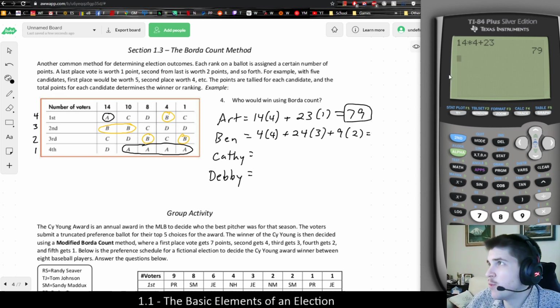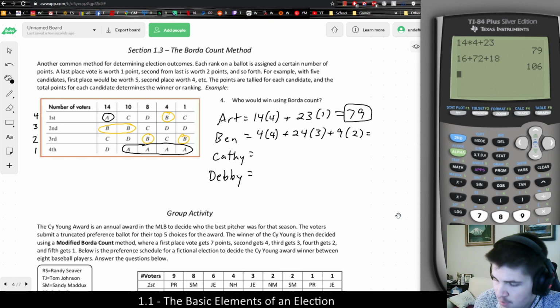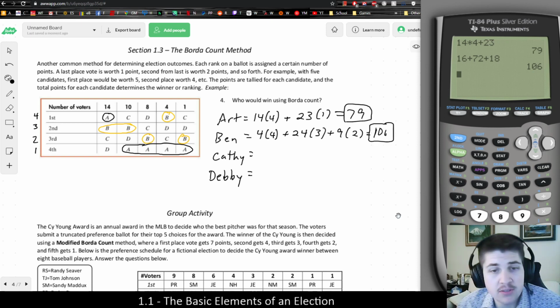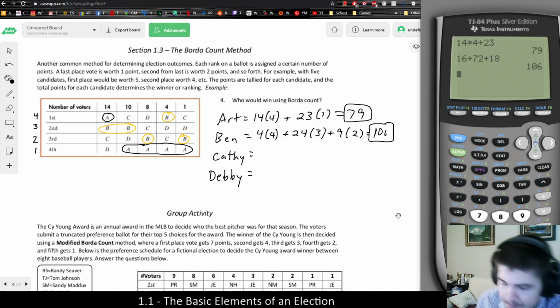And then we could figure out what Ben's Borda count total is. That's 16 plus 72 plus 18. Obviously, you could do each of those calculations separately, but it looks like Ben should have 106 Borda points. So obviously he's going to beat out Art in the Borda count. And we need to check on Kathy and Debbie to see if either of them can top Ben.